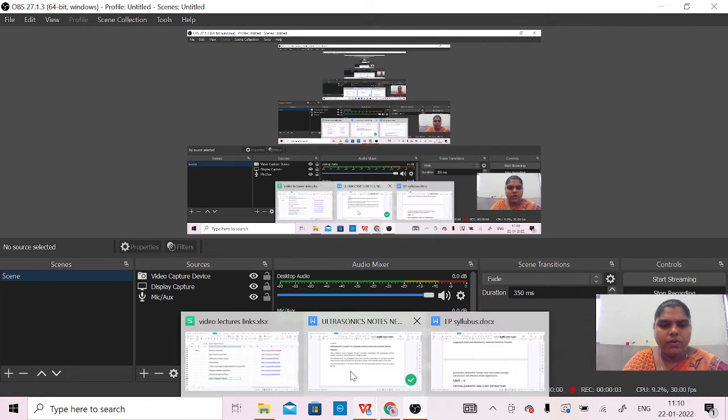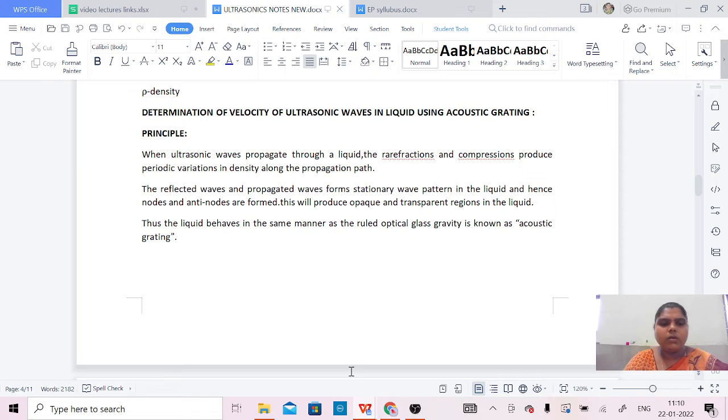In this video, we are going to study the determination of velocity of ultrasonic waves in a liquid using an acoustical grating. Let us see what the principle of this is. When ultrasonic waves propagate through a liquid, the rarefactions and compressions produce periodic variations in the density along the propagation path.